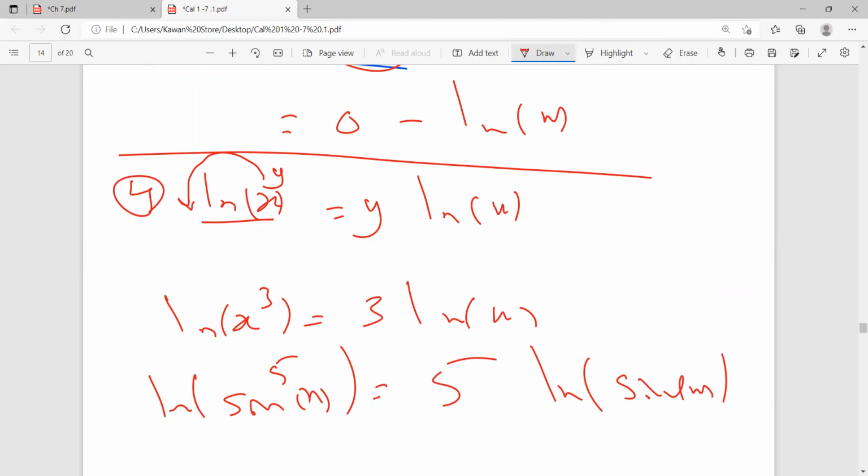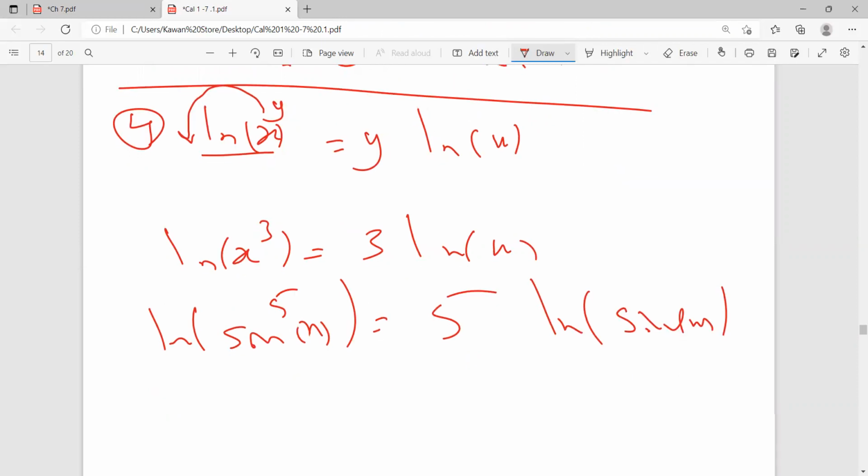Careful, ln is a function. It will be taboo to bring x out there. Ln is a function, like an integral, like a derivative. You cannot bring x out, okay? You cannot do that. It's forbidden. Understood what I say? Good.